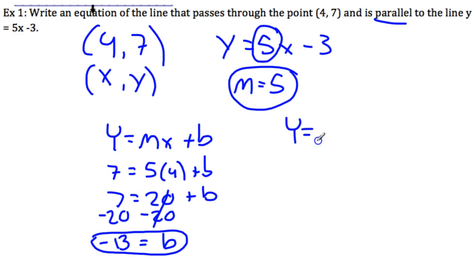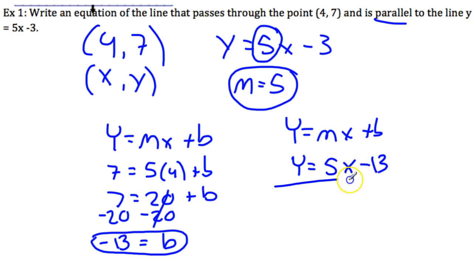So y equals mx plus b. When you write this, you leave the m and the x, but the m is 5. So y equals 5x plus b. b is negative 13, so I'll just write minus 13. Bam, boom, pow, done. I know these lines are parallel because they have the same slope.